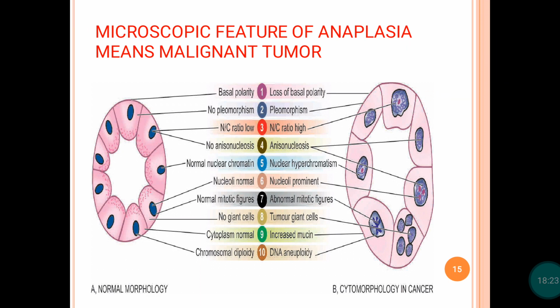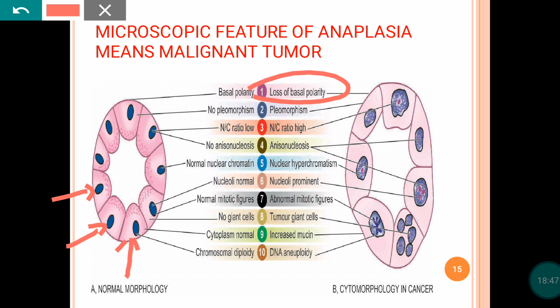So which are those features of anaplasia that are absent in benign tumor? Just see. The first difference is basal polarity. In the benign tumor, the basal polarity, meaning orientation, is well maintained, while the basal polarity is lost in the anaplastic feature, meaning in the malignant tumor the basal polarity is lost.